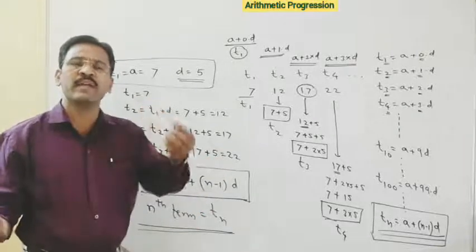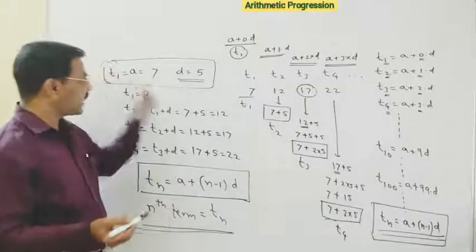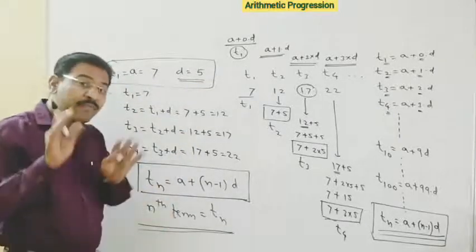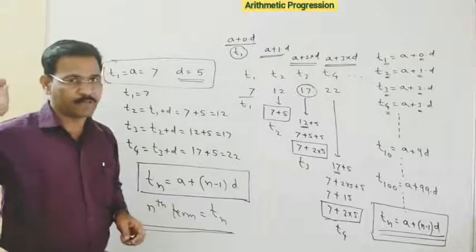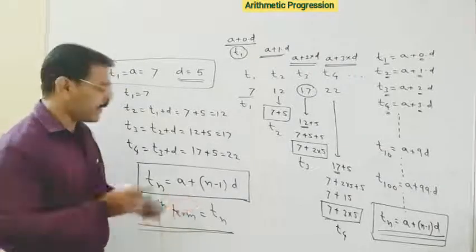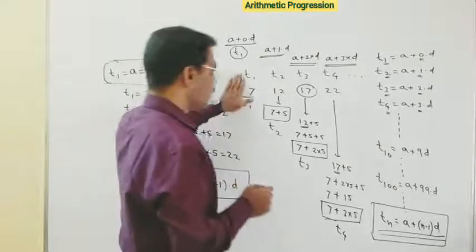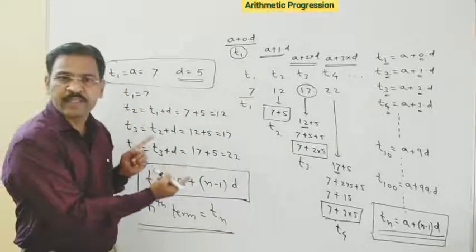Suppose I need the 58th term here. Using the same sequence, I'll write 58th here. It means what? T58, I'll find here, using this formula. How can we find it? Just look here. It is one of the very important ones. Students, just take all these things.